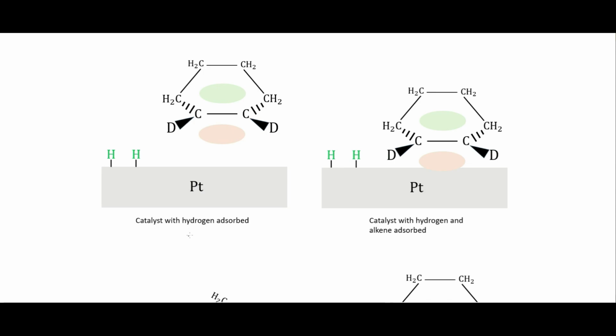So we have our catalyst with the hydrogen adsorbed. This is going to come down and adsorb onto the platinum as well. So this double bond here will adsorb onto the platinum as well. Those electrons will be attracted to this platinum here. So then we have the catalyst with hydrogen and alkene adsorbed onto it.